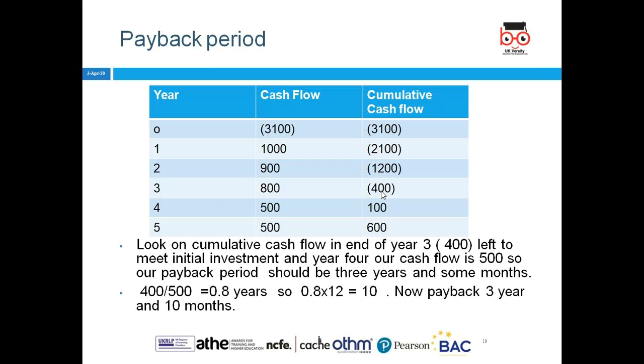So outstanding amount divided by the following year's money, 400, times by how many months in a year? 12 months. Yes, times by 12. So this project will take me 3 years and 10 months. Any question?